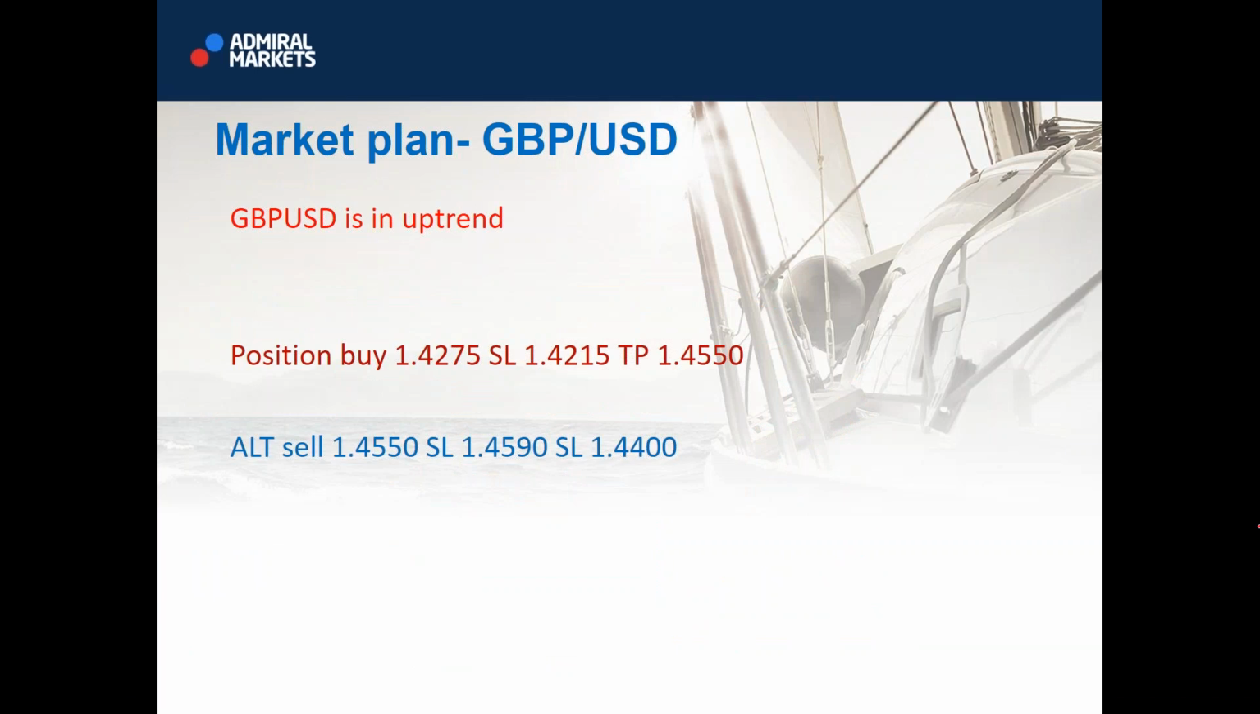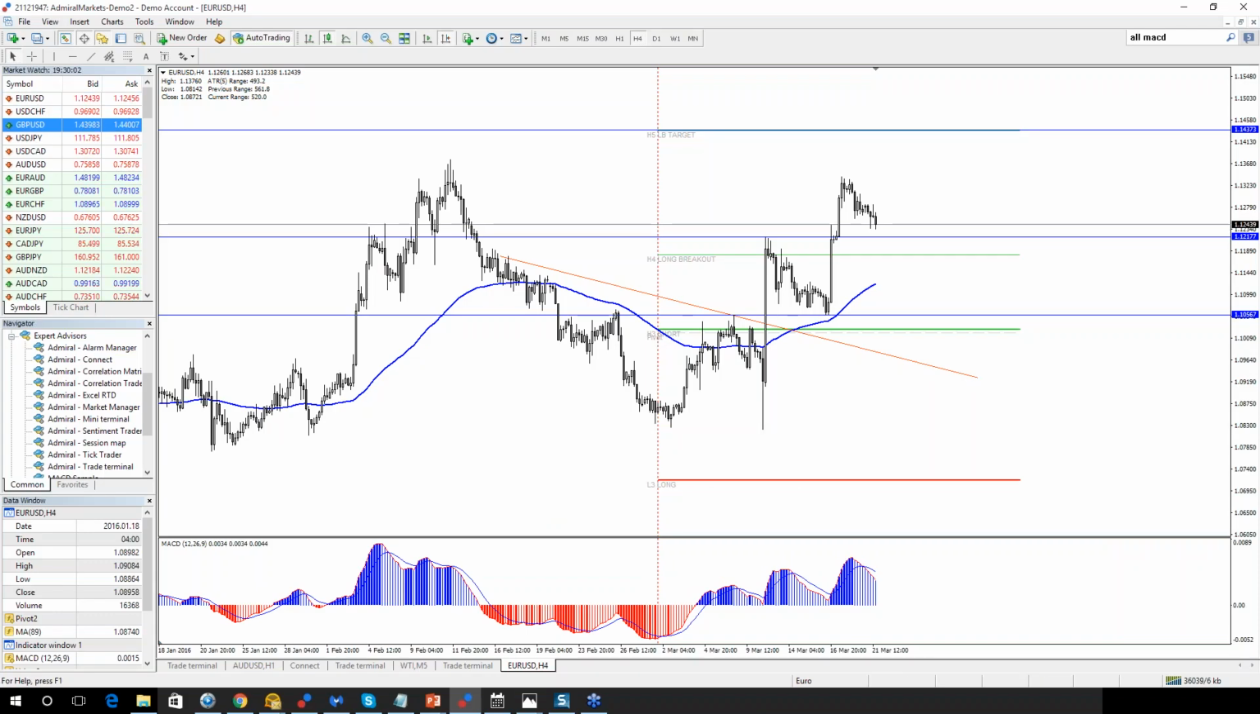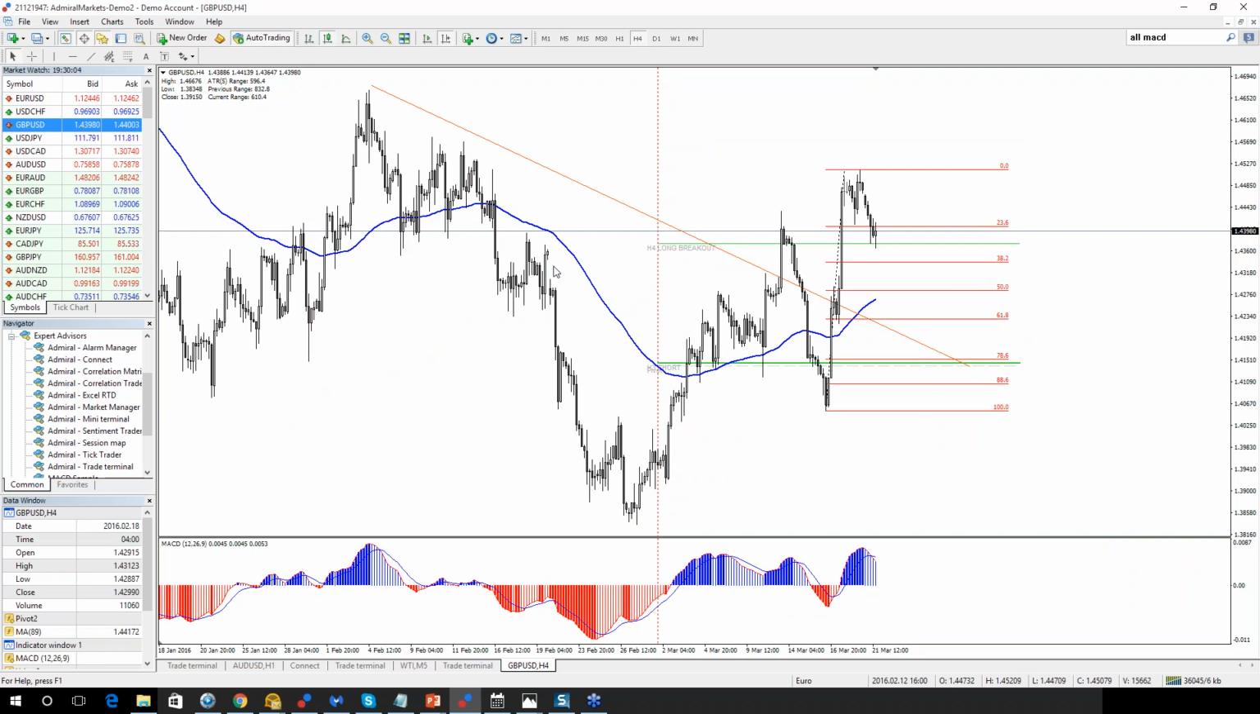On pound, situation is different. 42.75 buy position, 42.15 is stop loss, 45.50 is TP, and definitely sell at 45.50, 45.90 stop loss, 44.00. So pound dollar, we have a bit of different situation here. I think that pound may reject now from these levels. But for positional trade, I would go here.